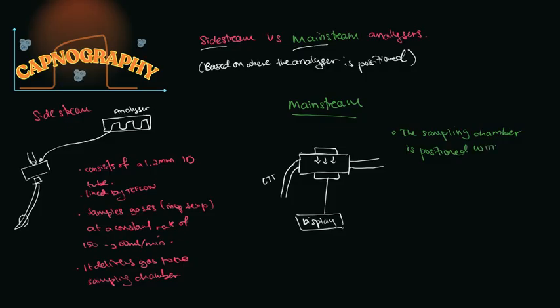So mainstream analyzers have the sampling chamber positioned within the patient's gas stream. An important note to know here is that the mainstream analyzers are heated to prevent condensation. They're normally heated to about 41 degrees Celsius.